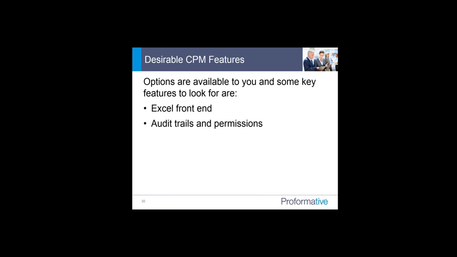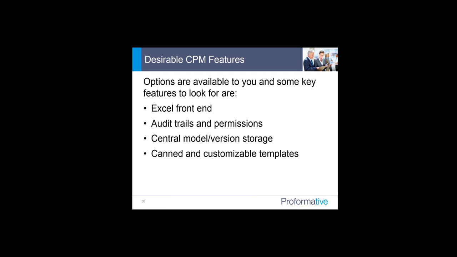Audit trails and permissions. That talks about the fact that in Excel, there's no ability to track who changed what when. The central model and off-the-shelf templates that can be customized. That makes our life an awful lot easier when we go through the process of implementation to be able to say, this is what we want it to look like. I don't want to sit down and have to redesign it all from scratch. Please give me something that already works.